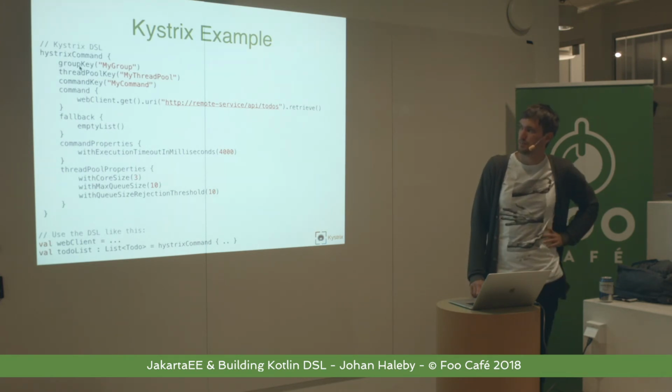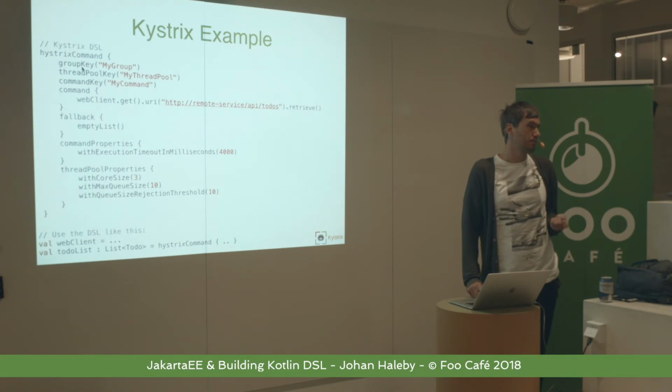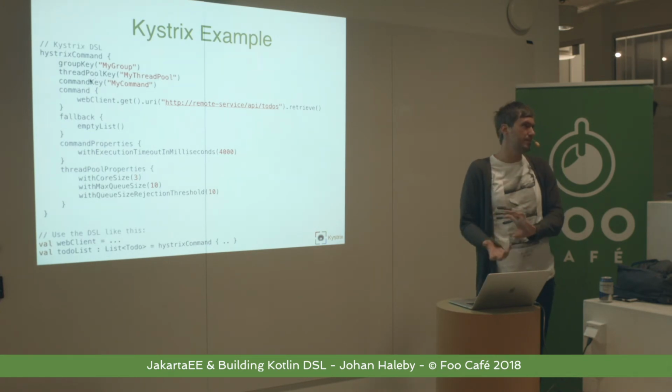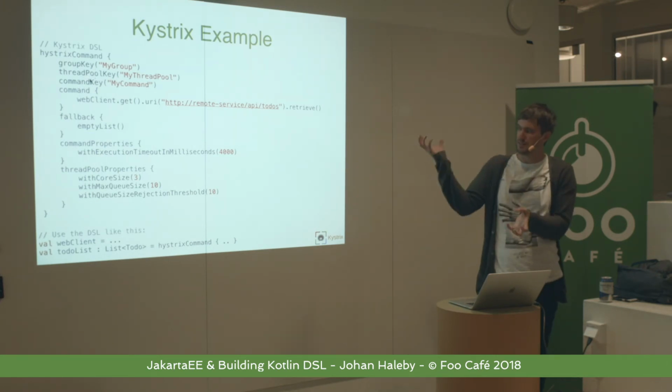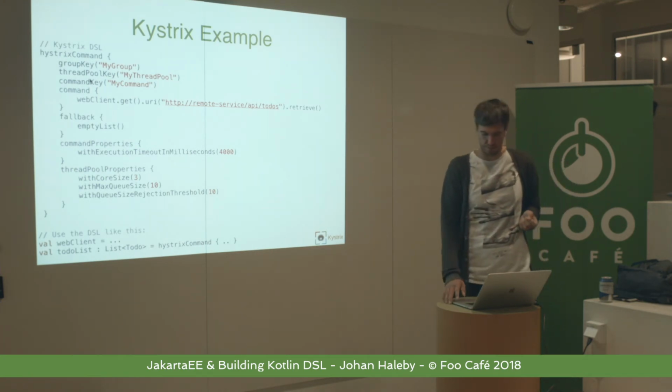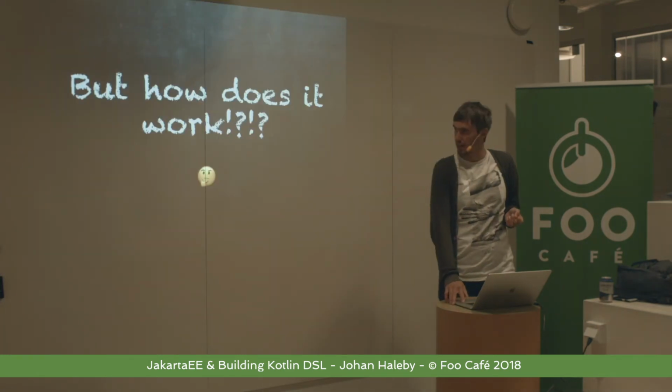Yeah, but here essentially you specify the group key if you like, thread pool key, the command, the fallback, and then properties of different sorts. And this is of course type safe, which is pretty cool. I mean, you get help from the compiler here. I think this is also inspired by Groovy. They have something similar. I don't remember what it's called in Groovy, but then it's not type safe. So this is pretty cool. You can imagine that you can build all kinds of stuff with this, and people have done that as well. But yeah, how does this work?